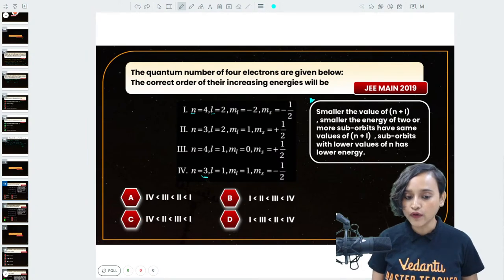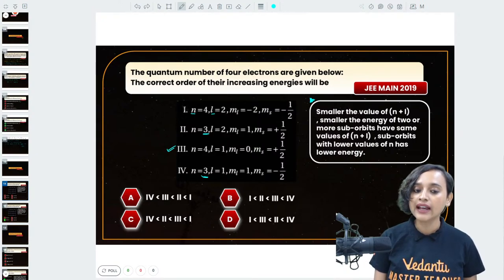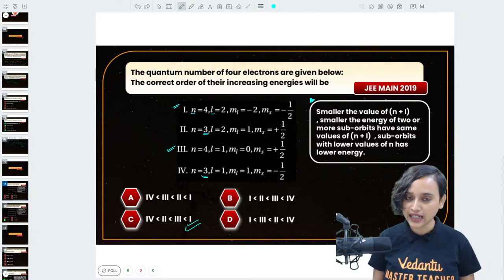So that means that number 4 will have a lesser energy. Then this will also have lower energy. Then it will be number 3. And then it will be number 1, right? So which means that option C is our correct answer.